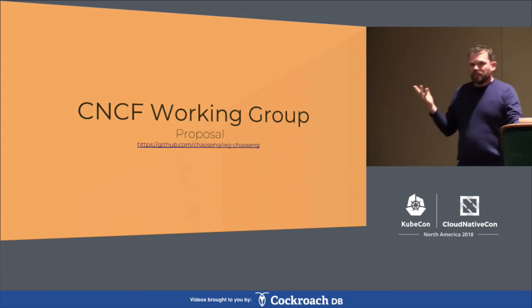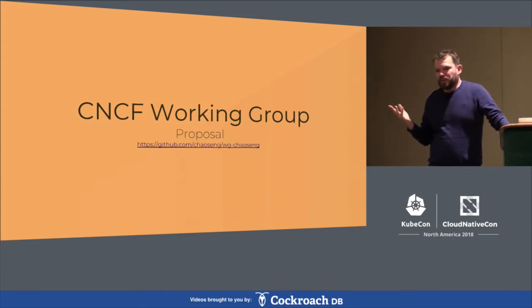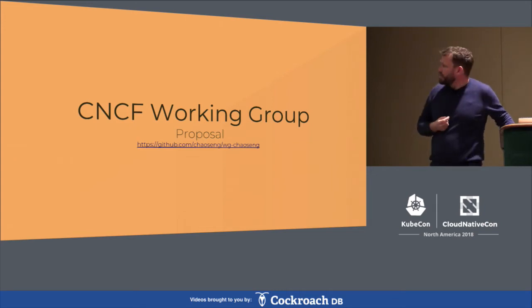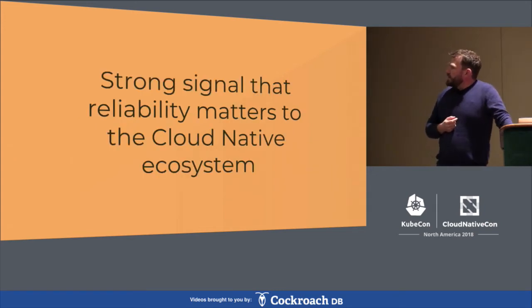So we created the CNCF working group about a year ago for that. We started to discuss how chaos engineering could help figure out chaos reliability. It's a proposal so far. What that means is it's officially not a working group yet. We're working towards that. So I think it's a strong signal that if the CNCF cares enough to actually create a working group, it matters to the cloud native system at large. It's not a little thing.